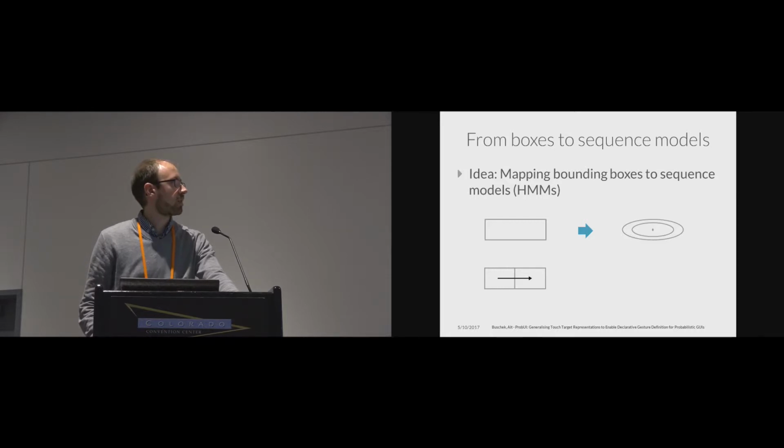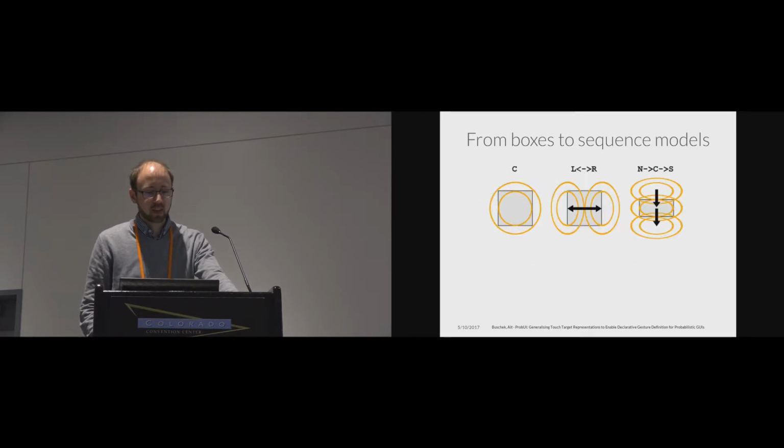If you think about how we would integrate a simple gesture with boxes, then we might have a slide like, okay, there's a touch event in one box and another touch event in another box. And again, we can fairly directly translate that into a simple graphical model. So that's what we do. Here's a visualization of some examples. So the circles show the sigma ellipses of the distributions, and the arrows show non-zero transition probabilities.